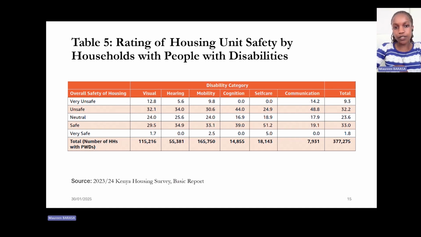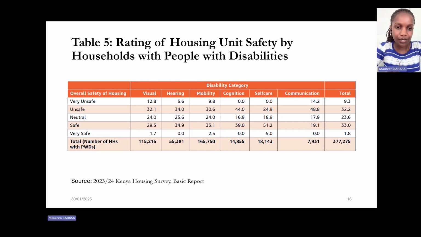Then you have a rating of household unit safety by households with people with disabilities. So different people with disabilities, from the 996,000 people with disabilities living in different households, were interviewed, and yeah, these were the findings. So a total of 377,275 households were interviewed from the total population, and the total number of households living with people with disabilities.